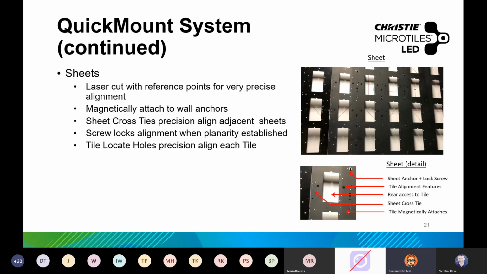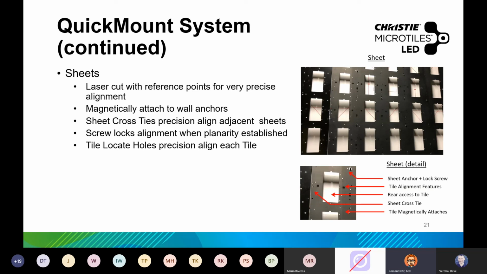So the sheets are laser cut pieces of metal, very rigid, with very precise locations. They magnetically attach to the anchors, which I was showing, on top of the wallpaper. There are cross ties to get perfect X and Y adjustment, and then they magnetically attach to the anchors. The anchors have all that adjustability. So you use a laser level to get everything perfect. And then you lock the wall anchor Z-axis adjustment. And then you lock all of the sheets to their respective wall anchors.